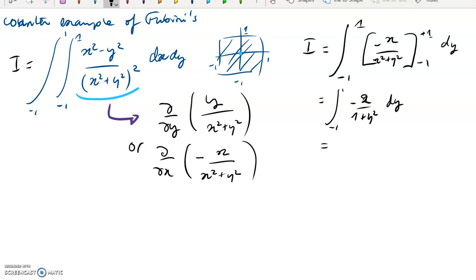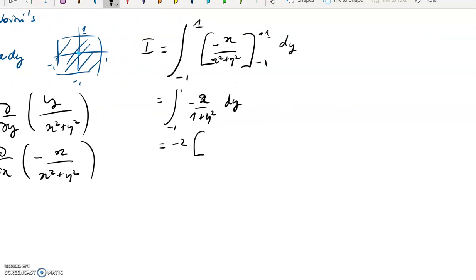Now I just have to integrate this, maybe put the negative 2 outside of this integral, and that's just the primitive of 1 over (1 + y²). And this, my friends, is one of the primitives that you have to spot very directly. What is the antiderivative of 1 over (1 + x²)? That's the arctangent.